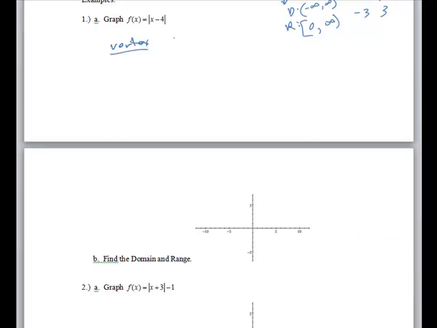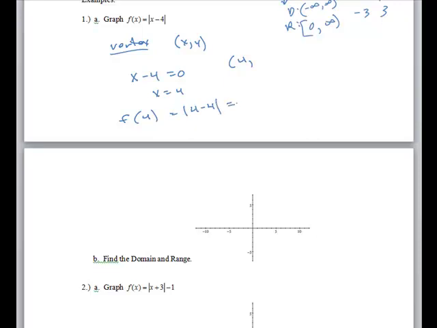So the vertex, once again, is nothing more than a point, an ordered pair. Find the x-coordinate, which is real easy to do. You just take what is inside the absolute value, set it equal to 0 and solve. So in this case, x minus 4 is inside the absolute value, set that equal to 0 and solve, which gives us x is equal to positive 4. So the x-coordinate of the vertex is 4. To find the y-coordinate, just plug that into the function.